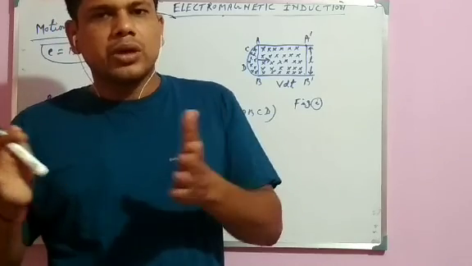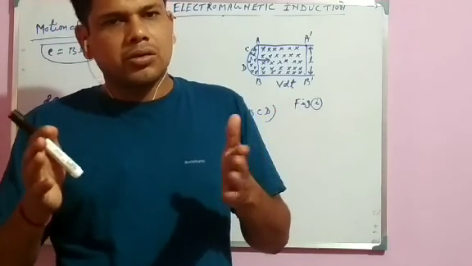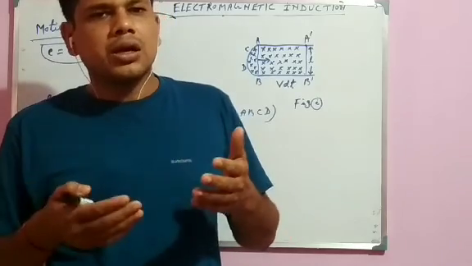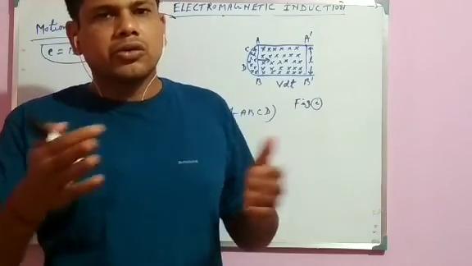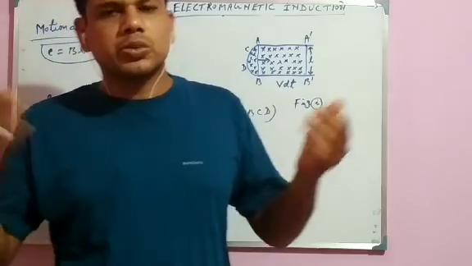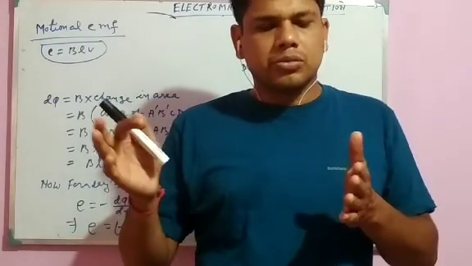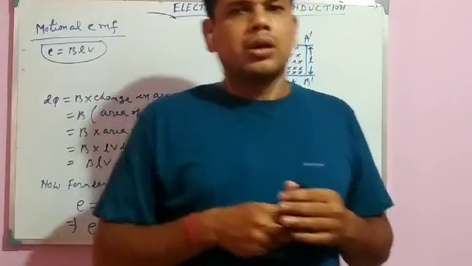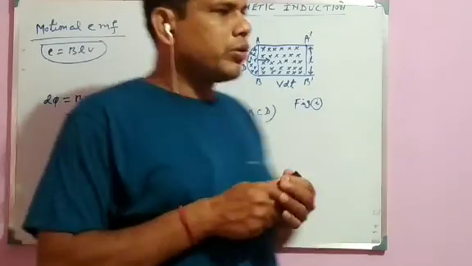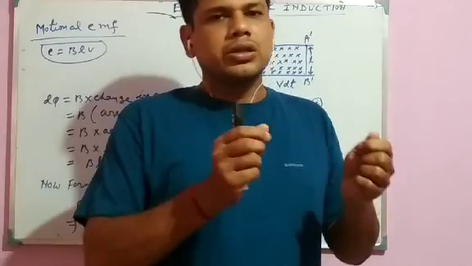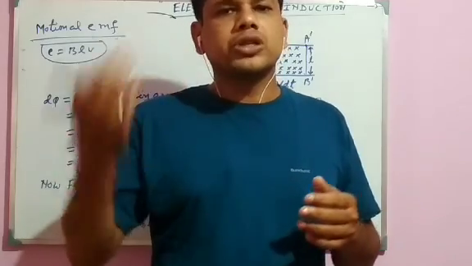Basically, here we generally change the area vector only. By changing the area, we change the magnetic flux. So we know that a change of magnetic flux produces induced EMF. So here, by changing the area, we will produce the induced EMF. Due to motion this induced EMF is produced, so this EMF is called motional EMF.